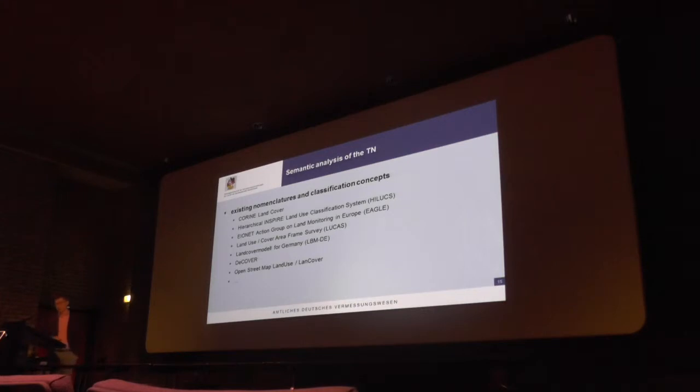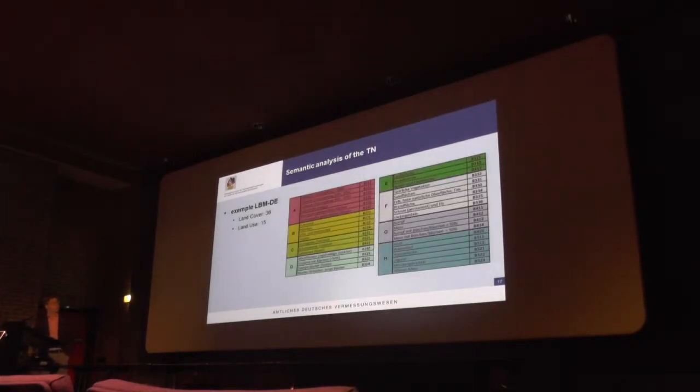There are a lot of existing nomenclatures. Today you've heard about some: CORINE Land Cover, HILUCS, EAGLE, the LUCAS administration. In Germany, we also have the land cover model for Germany. But all the nomenclatures focus on a specific aim. You can see that in the land cover model for Germany. These are the classes for the land cover model. There are 15 classes for land use, 36 classes for land cover.